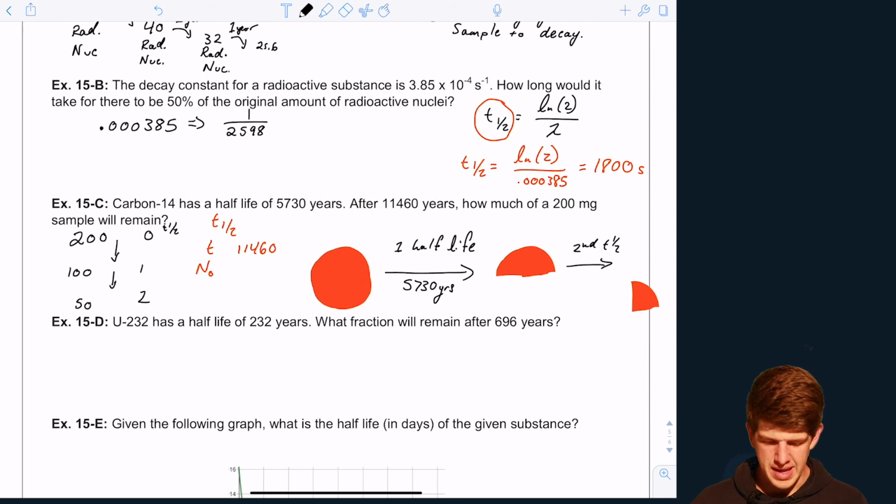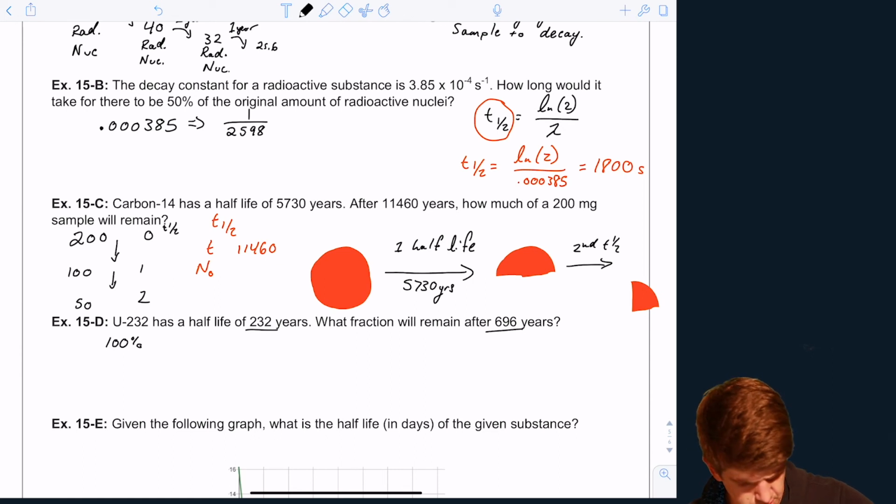We're just going to keep on getting hit with these. It's all right. We have a half-life of 232. What fraction will remain after 696 years? Well, 696 is just 3 times 232. So what fraction will remain? Let's say I have 100% originally.